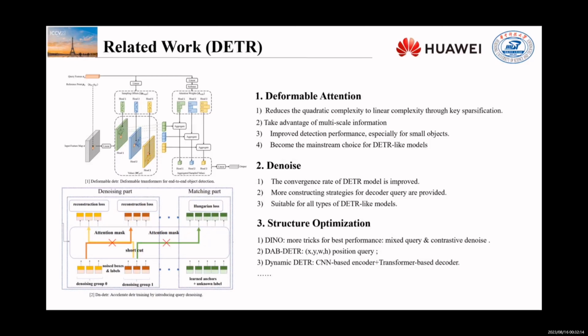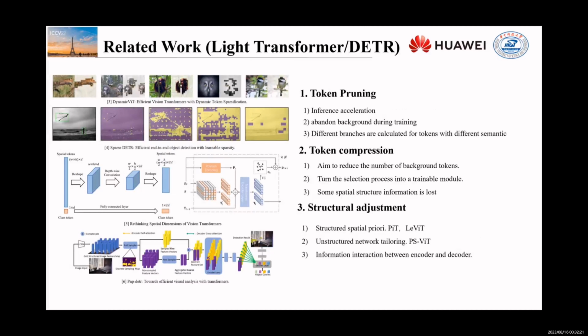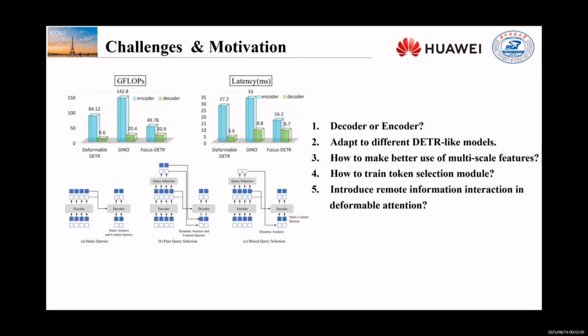With 3 key innovations, these measures include deformable attention, DINWAS, and structure optimization. We've drawn from achievements in lightweighting visual transformers, focusing on token pruning, compression, and structural adjustments. These strategies speed up training or inference. Our focus was on optimizing the encoder due to higher FLOPs compared to the decoder.